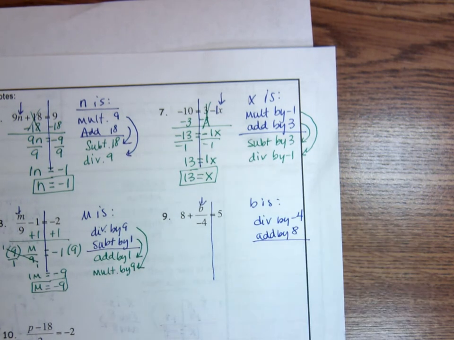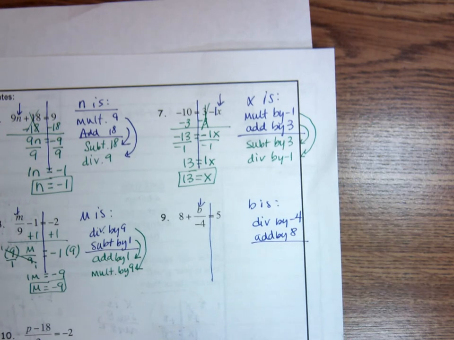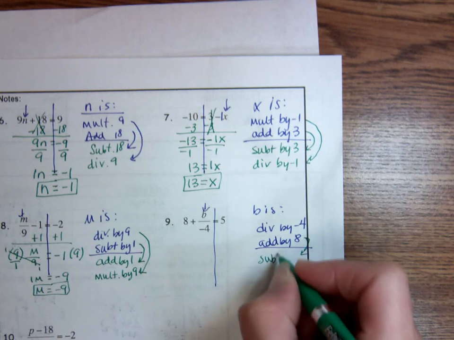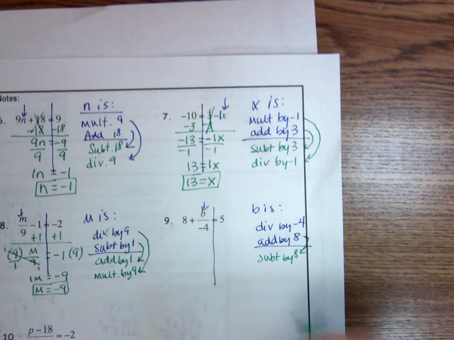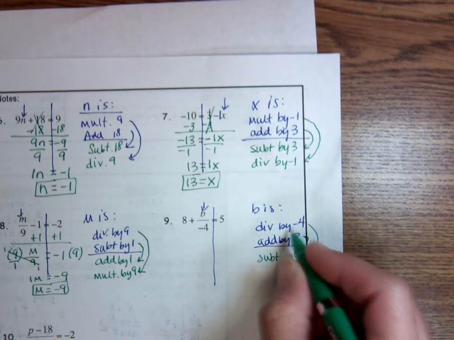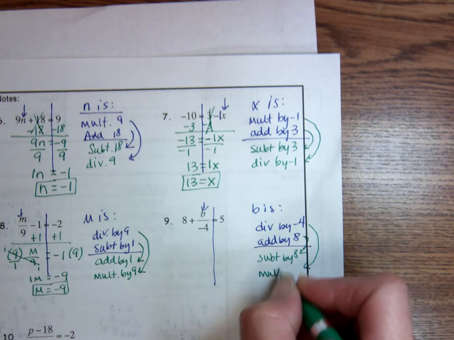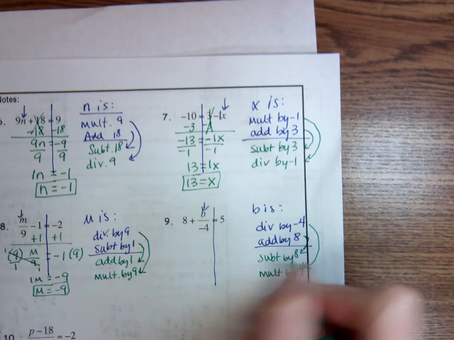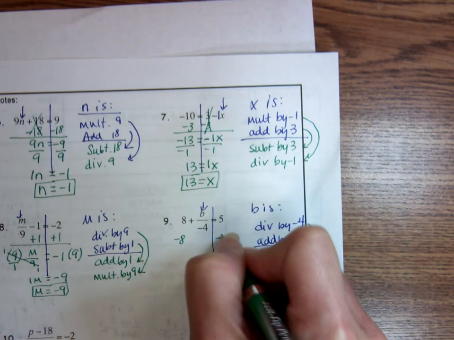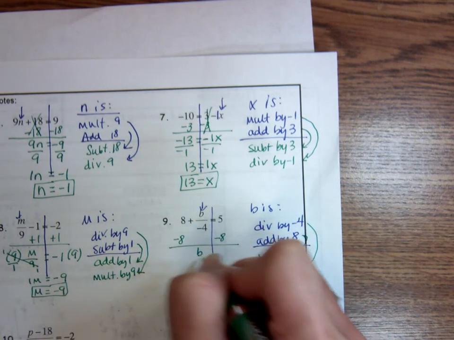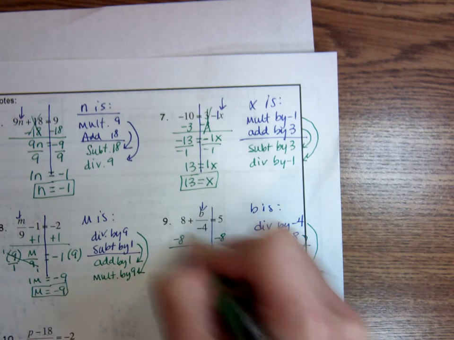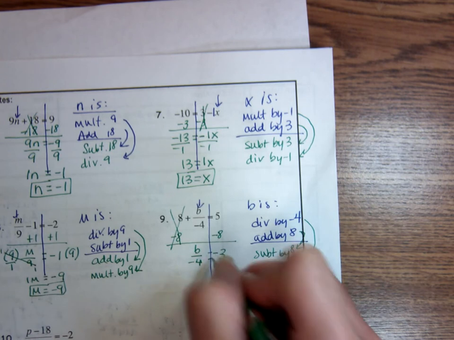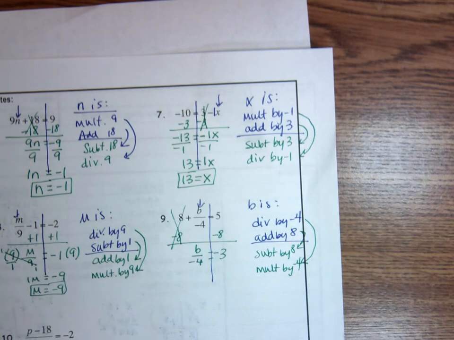So now we need to reverse those operations. We reverse the add by 8 and do subtract by 8. Then we reverse the divide by negative 4 and we multiply by negative 4. So our first step is to subtract by 8, minus 8 on both sides. This would give you, these are going to go away, and we're going to give you negative 3 on this side because they're different signs and we subtract and take the higher sign.